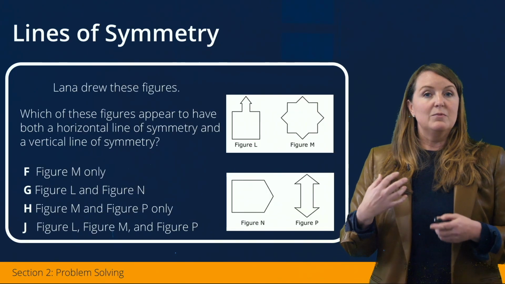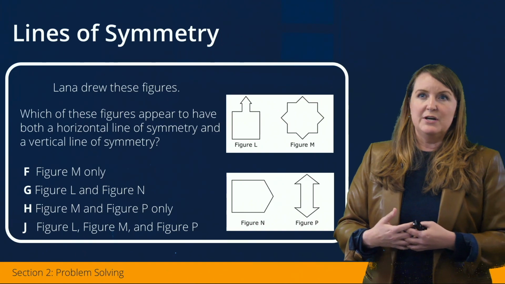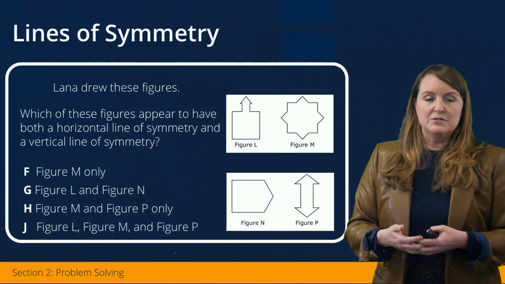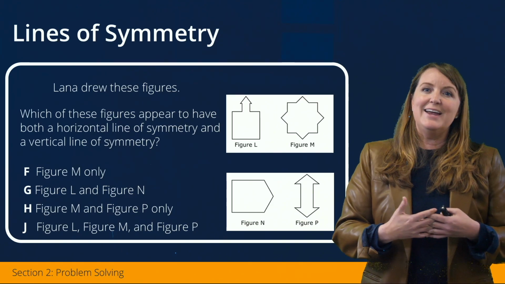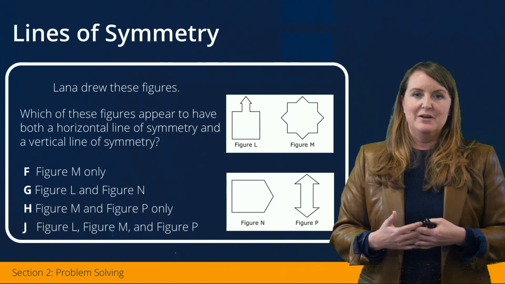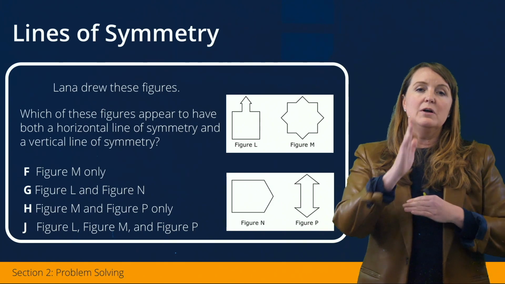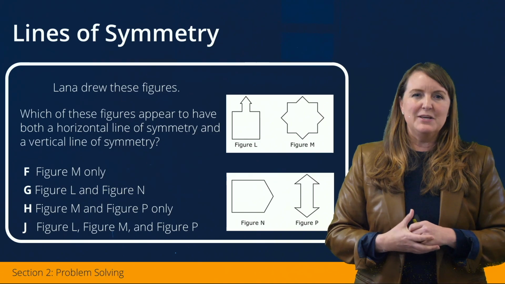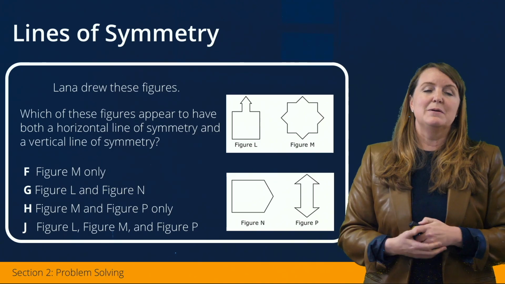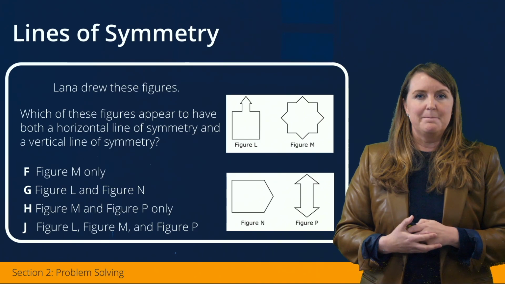Here's an example where students are asked about lines of symmetry. Lana drew these figures. Which of these figures appear to have both a horizontal line of symmetry and a vertical line of symmetry? So that understanding of horizontal and vertical is going to be really important here for students to be able to answer this problem correctly.